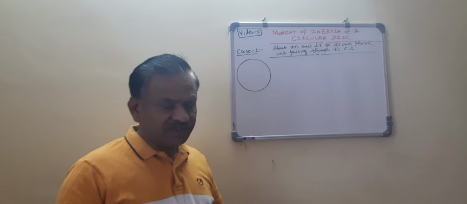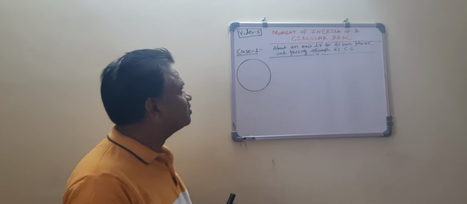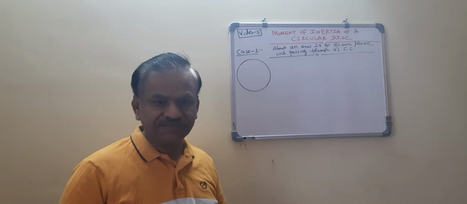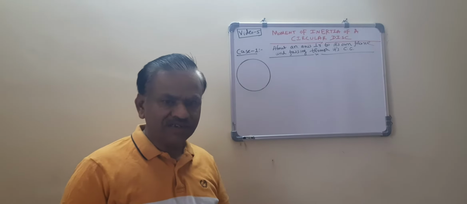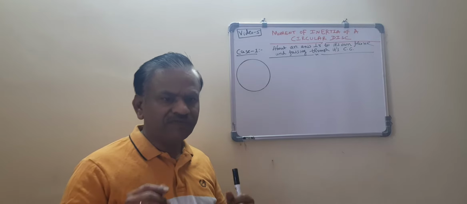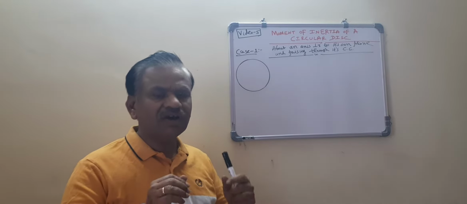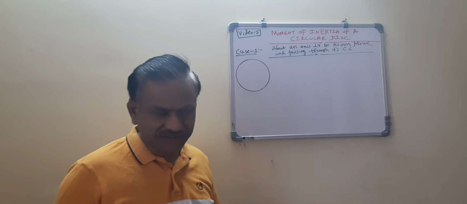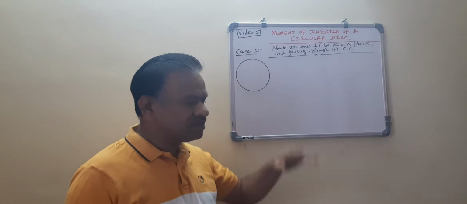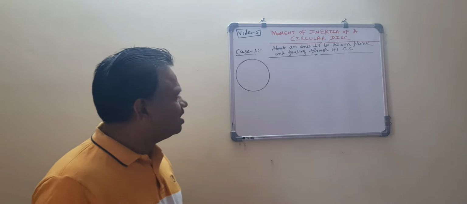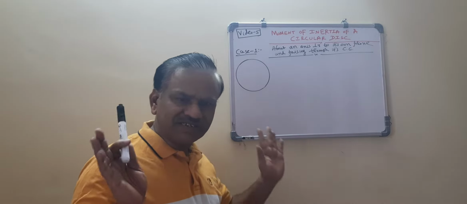I am going to discuss one more case, that is the moment of inertia of a circular disc. In the previous video I discussed the moment of inertia of a circular ring and also of a rectangular bar. Now this is the new case, the circular disc. Here again there are 2-3 cases.